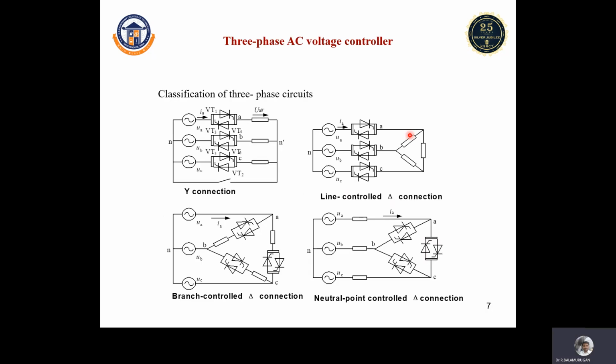These are the types of AC voltage controllers. You can go with the three phase. Here it is a Y connection, a line controlled delta connection, a branch controlled delta connection, and a neutral controlled delta connection. You can have a look over these diagrams. They explain the three phase AC voltage controller, which can be applied in industries.